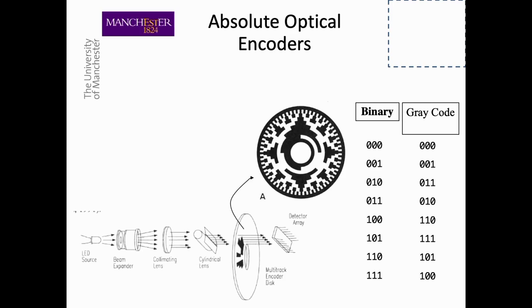And we have multiple beams of infrared radiation and multiple receivers. And what it enables us to do is, depending on whether those are low or high, we can work out exactly what that position is, within a certain resolution. That's the principle of an absolute optical encoder.